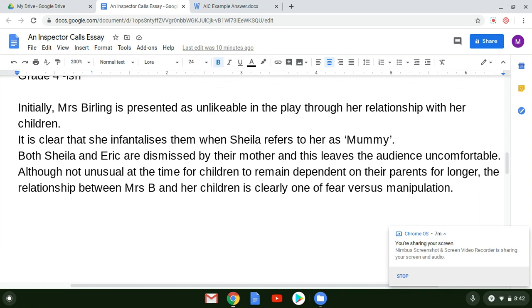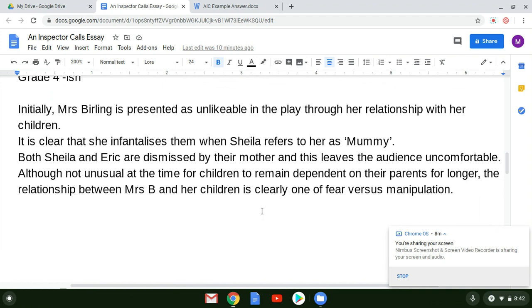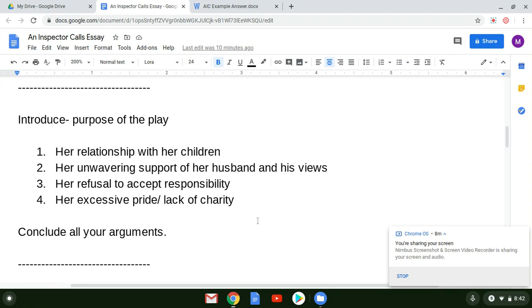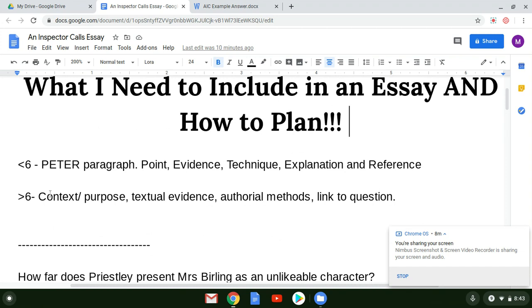The grade 4-ish one follows the Peter structure, and the other one is slightly less intertwined with that. And then we're not going to write this answer because I've given you too much help for it. What you're going to do is go back to last week. Last week we planned 4 sample essays. You're going to pick one, look at your plan and make sure that it looks like the one here. So make sure you have got your introduction planned, your 4 key points, and then your conclusion. And go back to your checklist and make sure that you have got scope for including all of these things. So make sure you know how you're going to link your context in. Make sure you know which quotes you want to use and where, and how you're going to analyse those quotes. And make sure you're going to be linking back to the question.